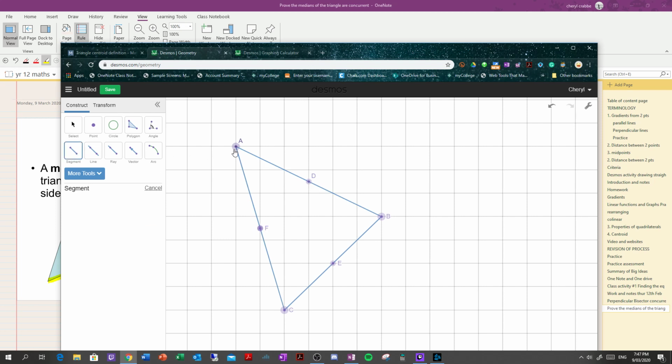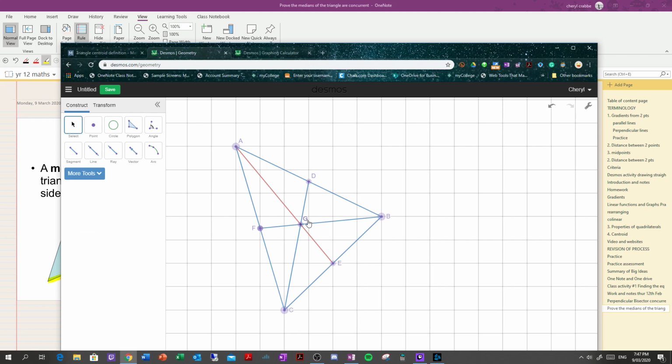Now all we have to do is draw a line from the vertex to the midpoint, and we've created a median. Okay, so that's our first median, and we can do that again. You can just go from the vertex B to F, and we've created our second median, and we can do that again. We can go from C, the vertex, to D, and we've created another median. And you can see that all three of those medians intersect at a common point. We can call that whatever you like. You can label that G.